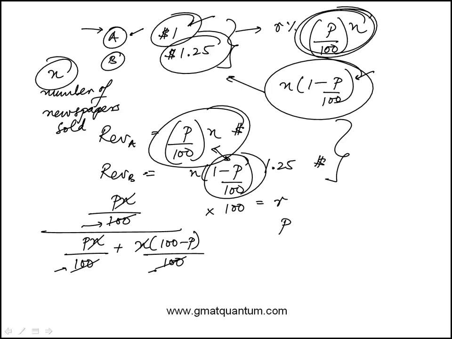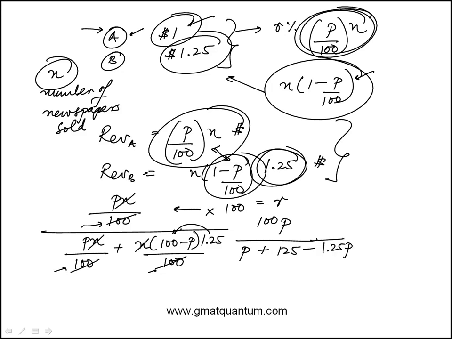And then so we have P, and it becomes 100P because I'm multiplying the numerator. And the denominator becomes P plus, actually I forgot something here, this 1.25. So keep in mind that I have to distribute that 1.25. So 1.25 times 100 is 125 minus 1.25P is equal to R. And this becomes 100P over 100P plus 125 minus 0.25P. So all we have to do is to clean it up so that it looks like what's given in the answer choices.